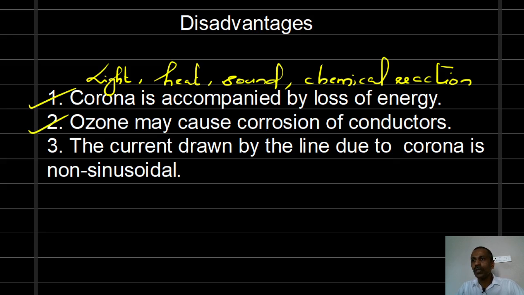Then the production of ozone may cause the corrosion of conductors. Then the currents drawn by the line due to the corona is non-sinusoidal, so which will produce the harmonics in the system.